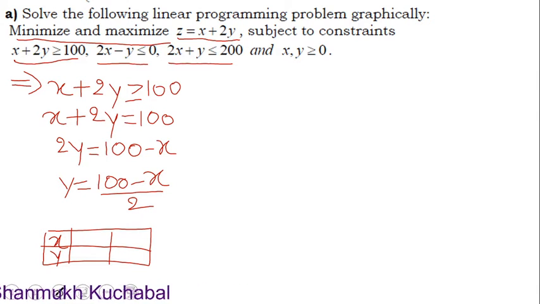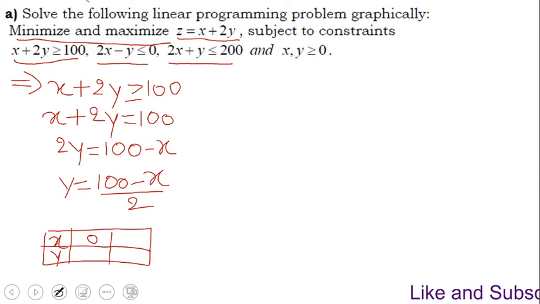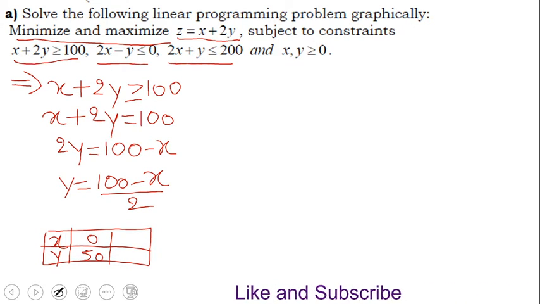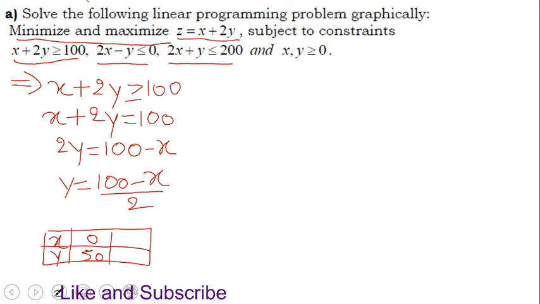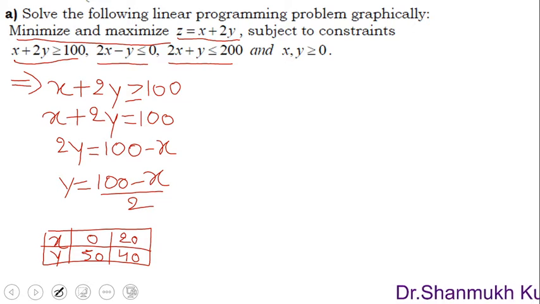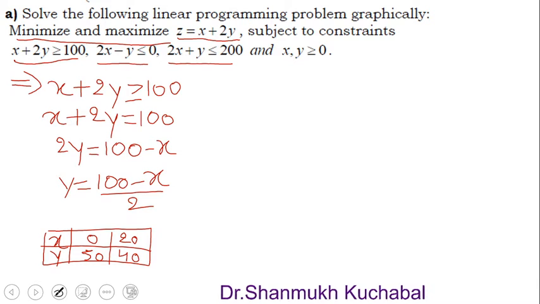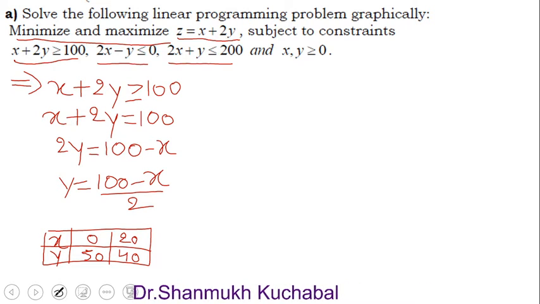Now I am taking x equal to 0. So 100 minus 0, we get 100 divided by 2, which is 50. Further I take x equal to 10. Now I consider x equal to 20: 100 minus 20 gives 80, and 80 divided by 2 is 40. If I consider x equal to 10, we get 45. Take sharp values for x and y as much as possible.